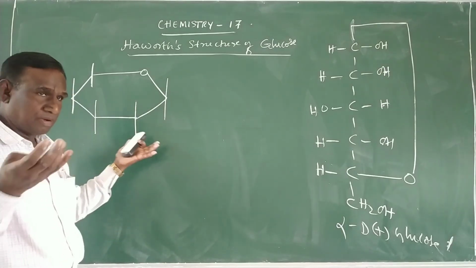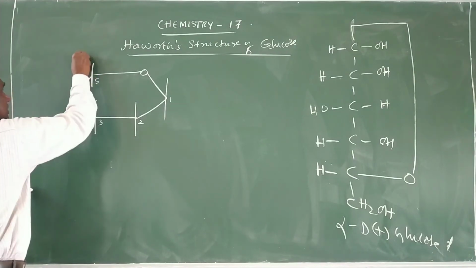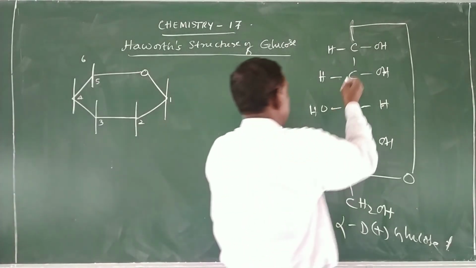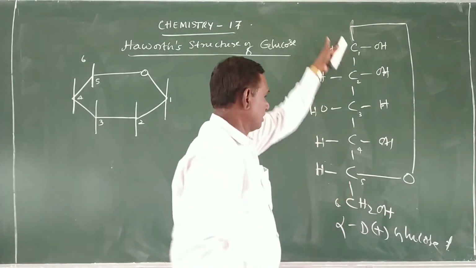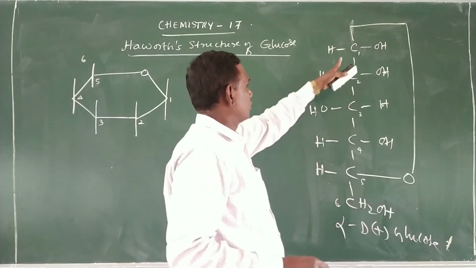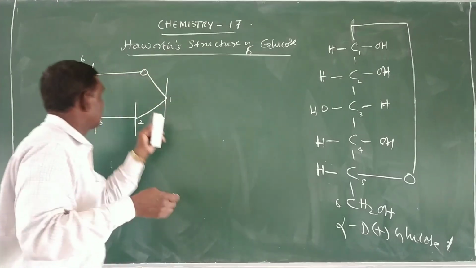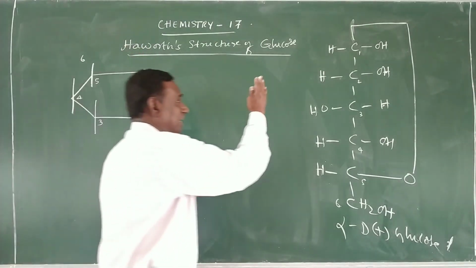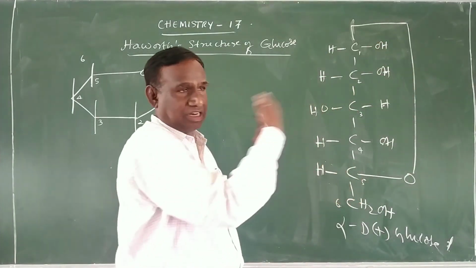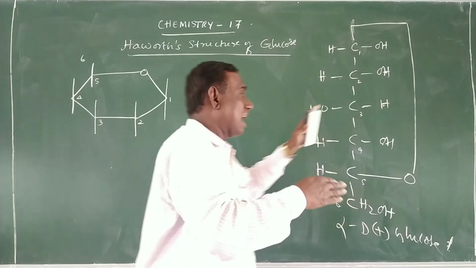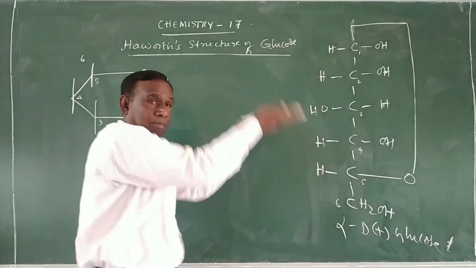The numbering is like this: 1, 2, 3, 4, 5 and 6. The first carbon atom is here. This is alpha D plus glucose. So according to Haworth, the groups present on the right hand side, OH, OH, H, H, are the groups on the right hand side. The groups present on the right hand side are placed below the plane. The groups present on the left hand side are placed above the plane.